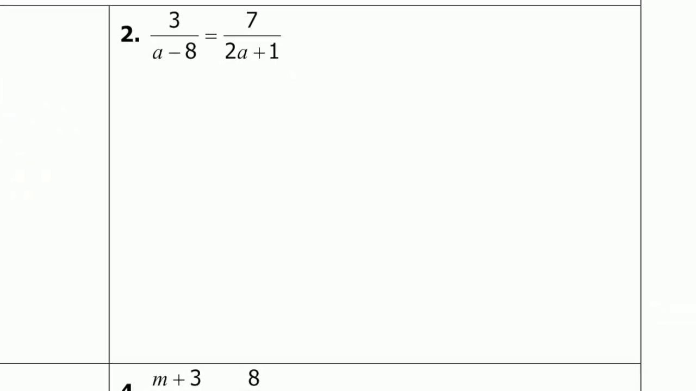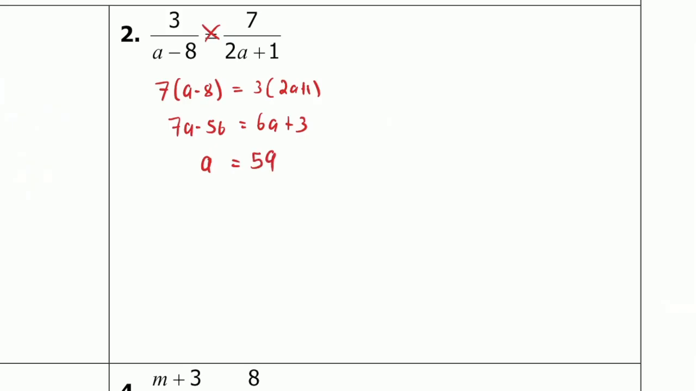So number two here, this is a cross multiplying example. So again, cross multiply these two. So that will give me 7 times a minus 8 is equal to 3 times 2a plus 1. That would give me 7a minus 56 is equal to 6a plus 3. Isolate variables here, so I'll get a is equal to 59. Again, check for extraneous. If I plug in 59, it won't make my denominator equal to 0, so we're just going to move on.